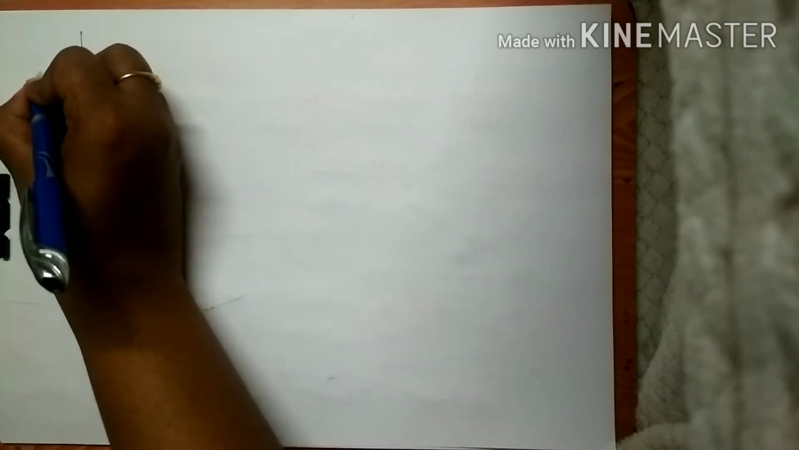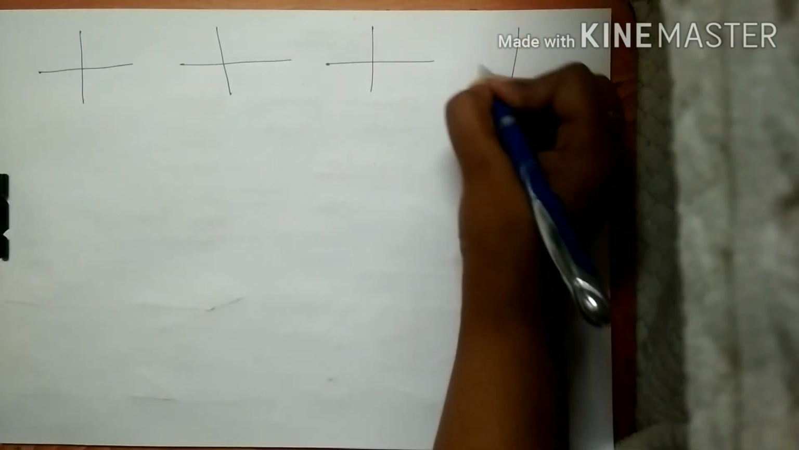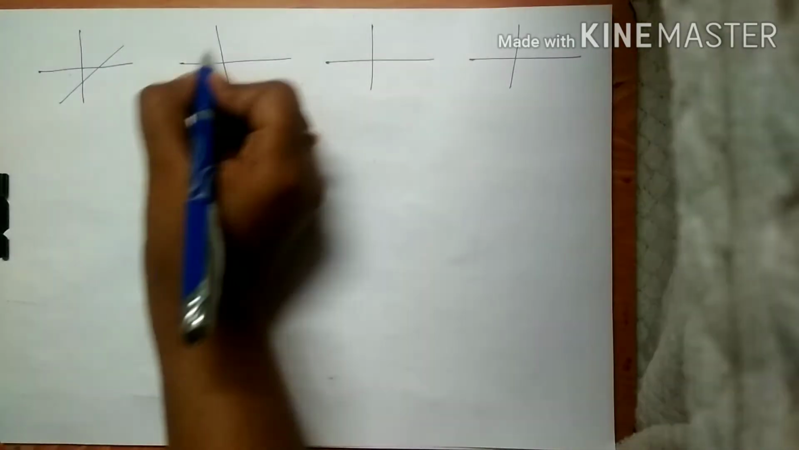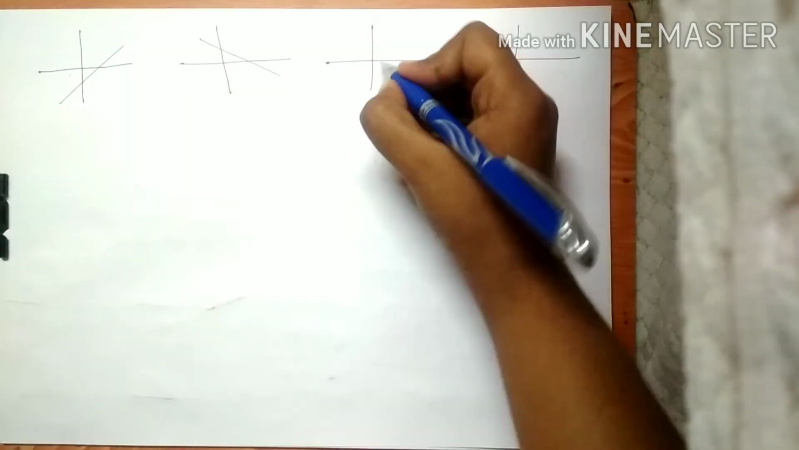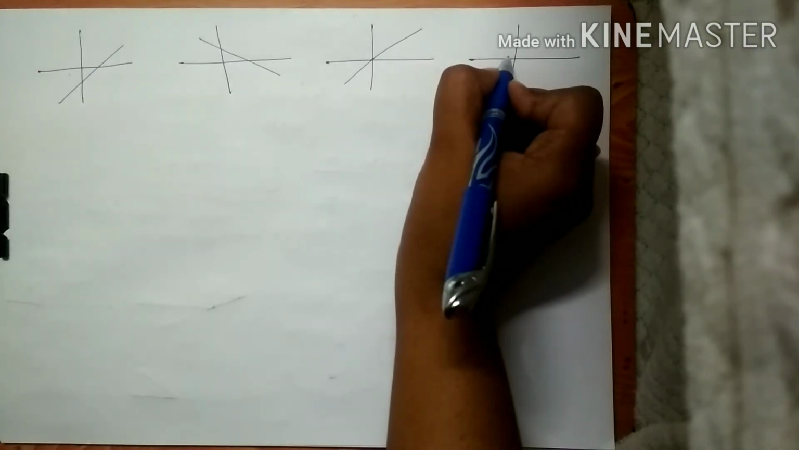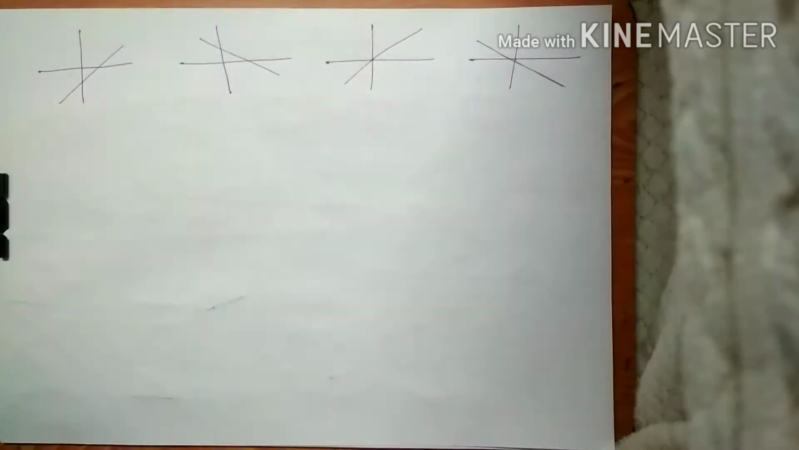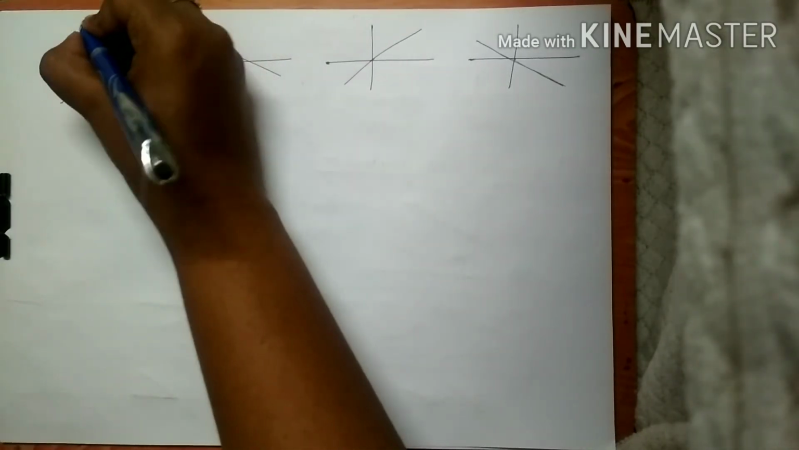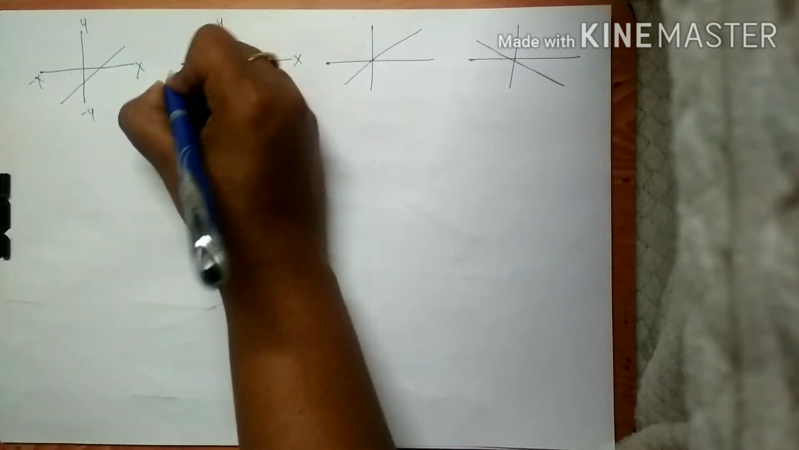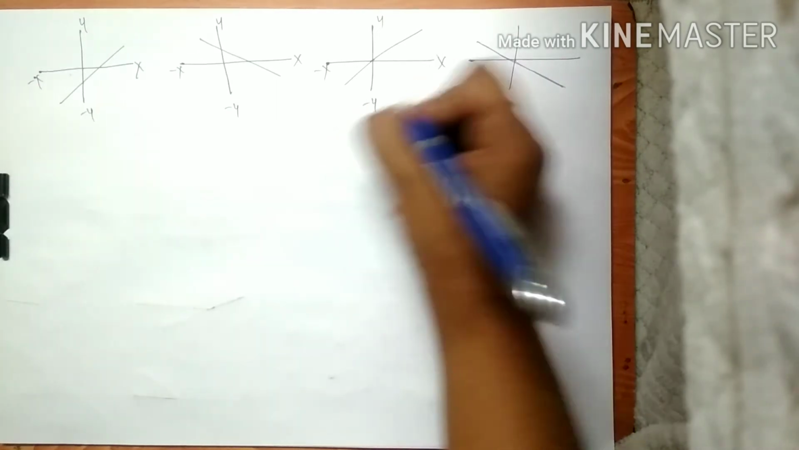Suppose again you have four types of graphs. One line is going like this, other is like this, one is from the origin, and again this one is from the origin but in this direction. Okay, this is positive x, positive y, negative x, negative y, and so on for each quadrant.